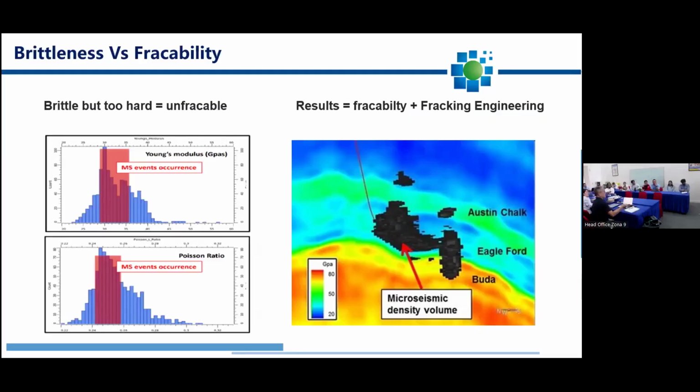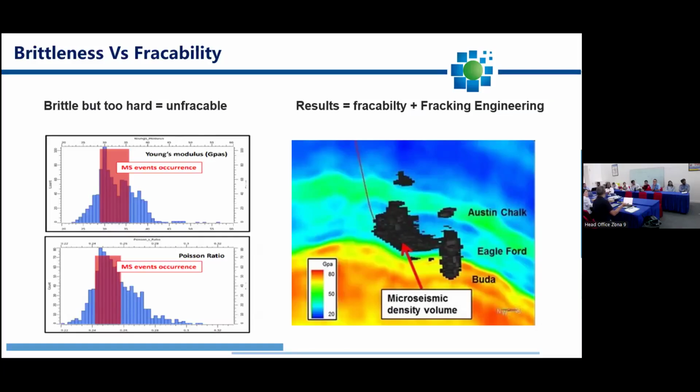I have one slide to explain the difference between brittleness and frackability, and this is a perfect example. Normally, people say the higher the Young's modulus, the more brittle the rock. That is true. If you move in this direction, the rock is very brittle, but it has fewer fractures created because the Young's modulus is too high and the rock is too strong.